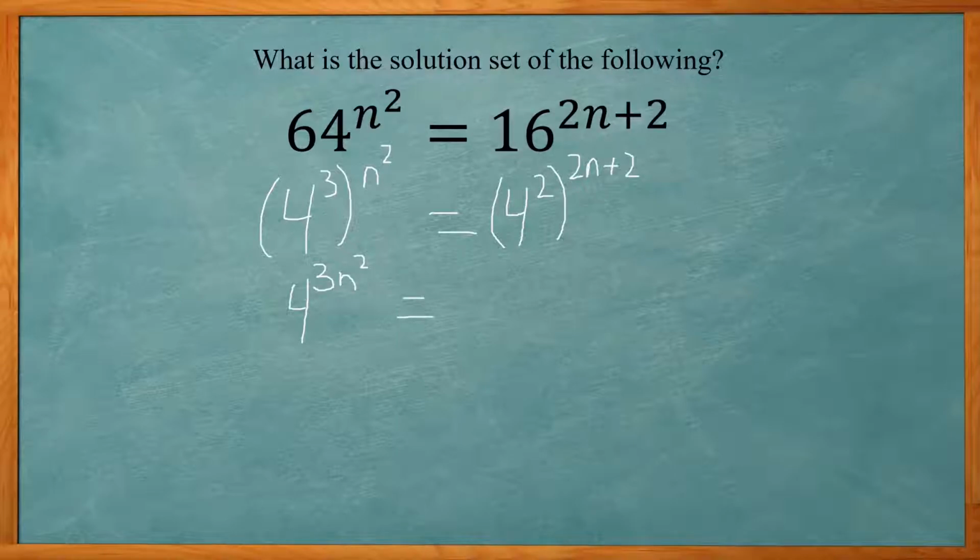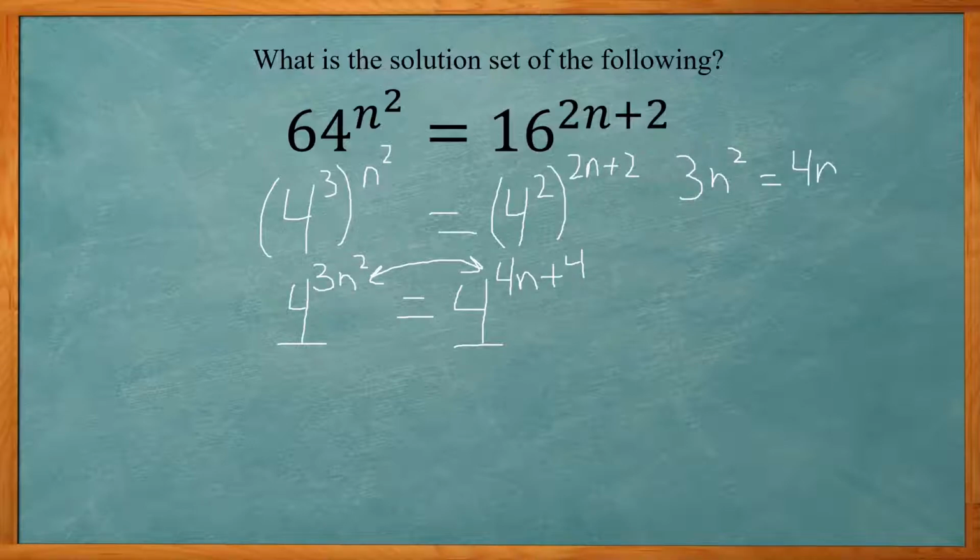Over here, 4 to the second power raised to the 2n plus 2 power, I can multiply it by 2. So it becomes 4 to the 4n plus 4 power, multiplied to 2 times the 2n plus 2. Now when we have the same base, 4 raised to something, if these are equal, their exponents have to be equal to each other. So I can set those equal to each other. So 3n squared is equal to 4n plus 4.